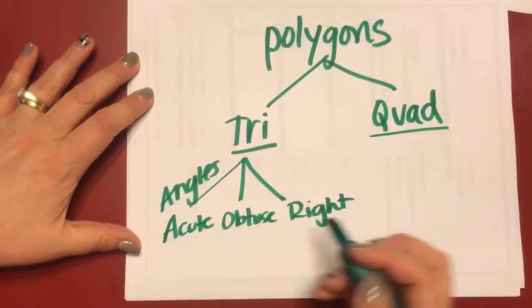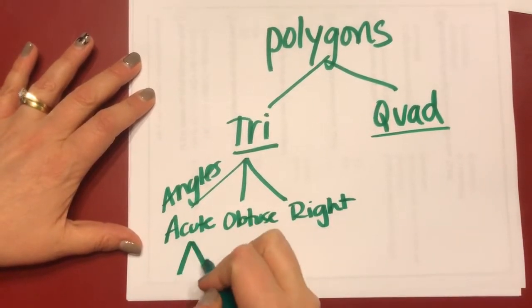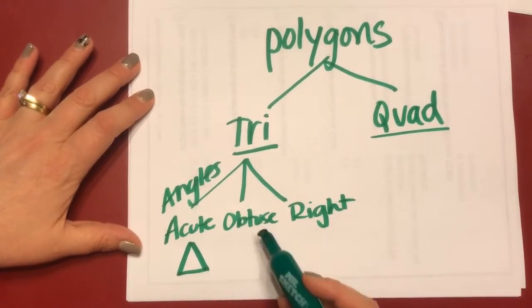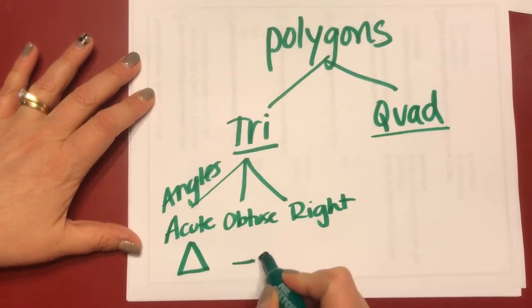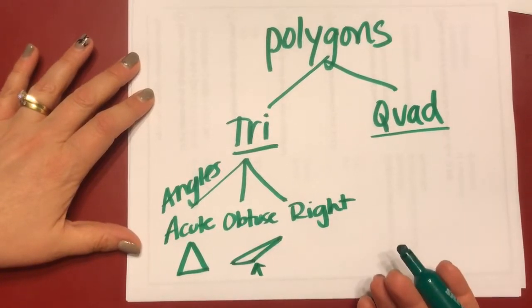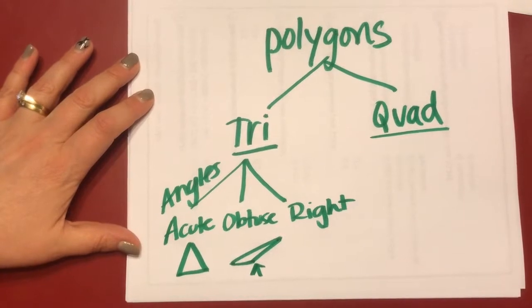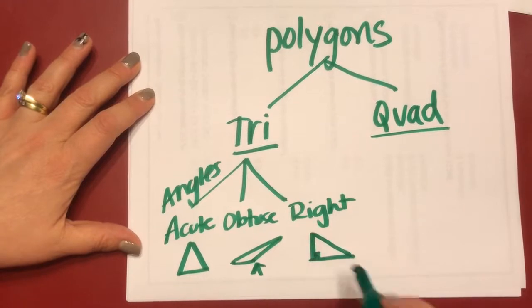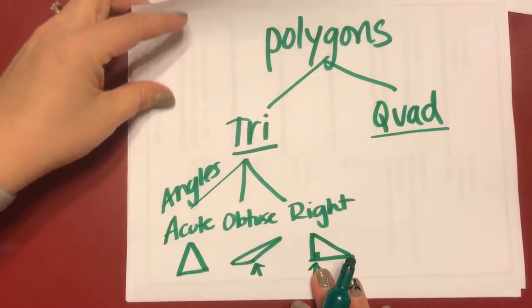An acute triangle has 3 acute angles. Your typical triangle is an acute triangle, and I like to think of it as, oh, they are such cute little angles, right? It's a cute little angle. An obtuse triangle looks a little different. It might open up really wide, and this angle is obtuse. Now, it could only have 1 obtuse angle, or else it couldn't come together to make a triangle. A right triangle could be twisted and turned different ways, but it has 1 right angle. So triangles can be categorized by their angles.